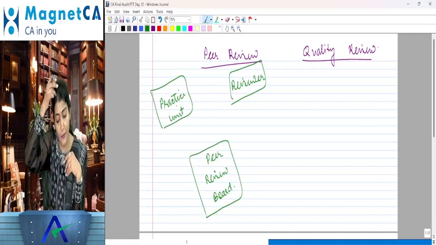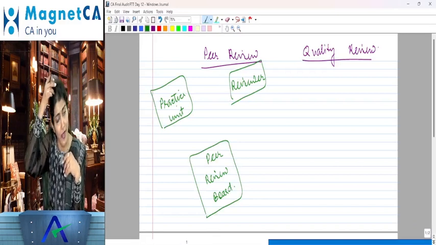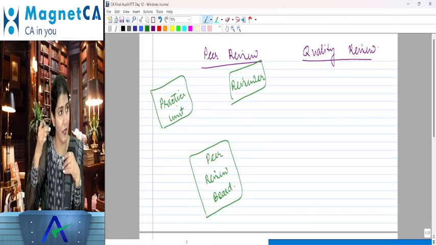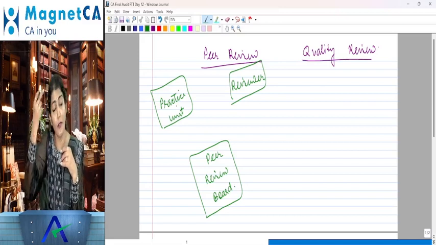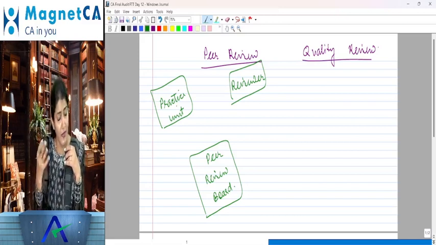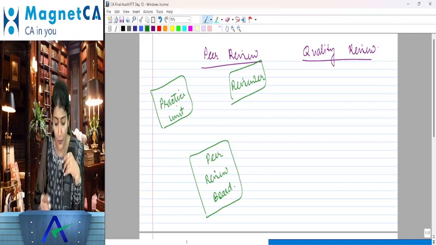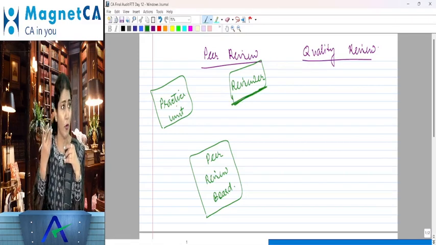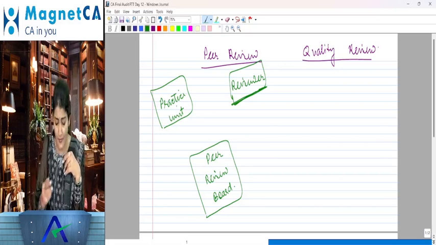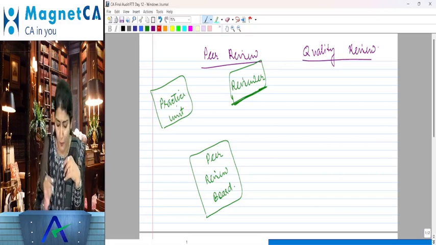Where is the peer review taking place? At the practice unit. The CA firm is called the practice unit. And who is going to conduct the peer review? Right, the reviewer. Who will appoint the reviewer? You have to empanel yourself as a reviewer with the peer review board of the ICAI. Right, and then we'll study the entire peer review process.